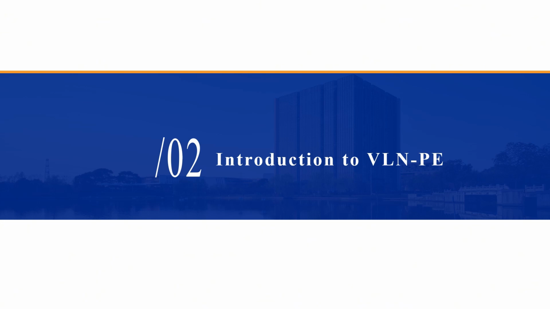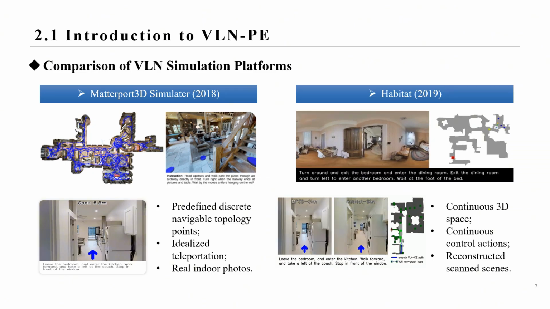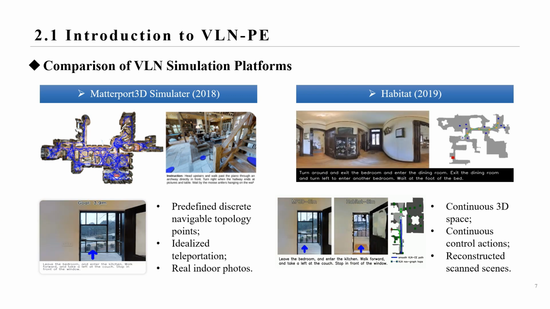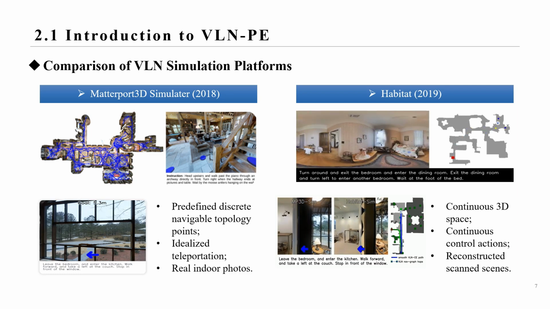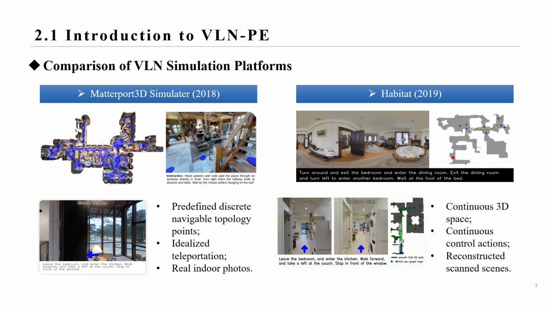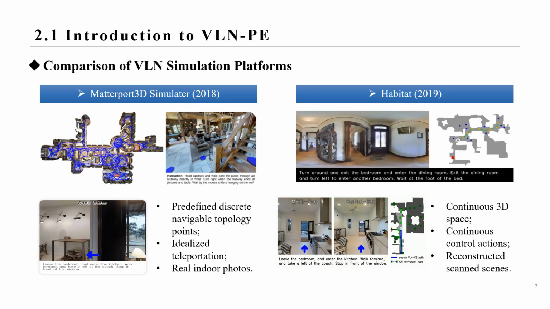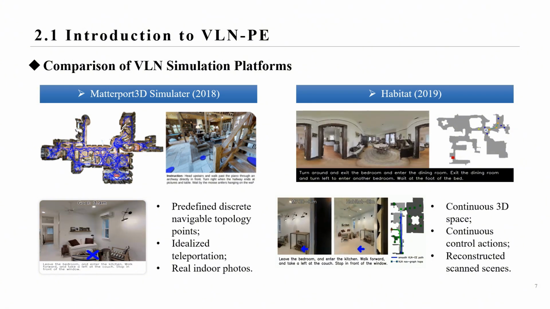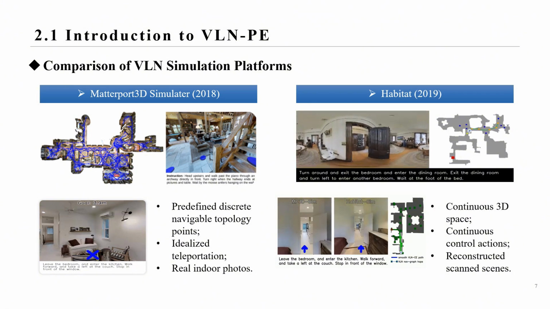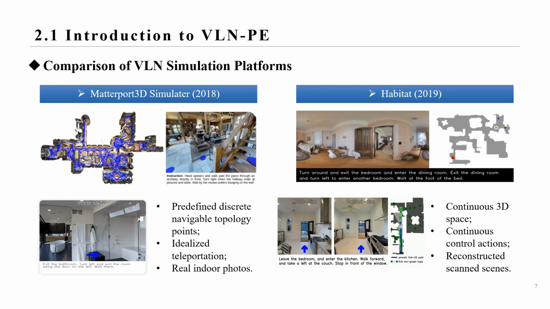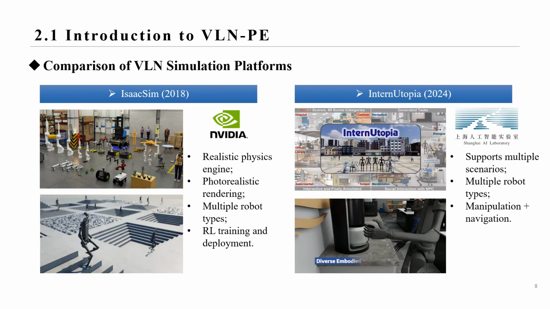Next, we introduce the VLN-PE platform proposed in this work. Let's first review the two commonly used VLN simulators. Matterport 3D Simulator, 2018: predefined discrete topology points and idealized teleportation using real indoor photos. It laid the foundation for early research but limits movement flexibility. Habitat, 2019: continuous 3D space with continuous control actions in reconstructed scanned scenes, improving environment realism and model generalization.